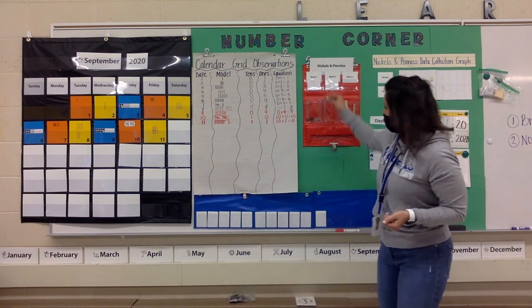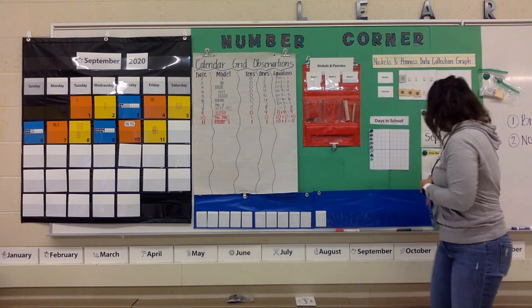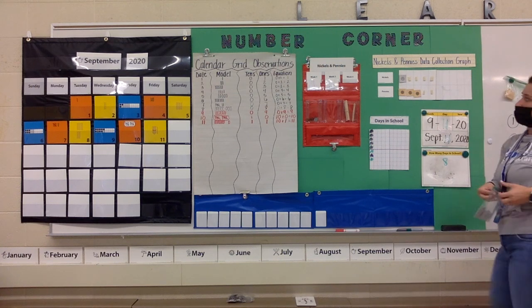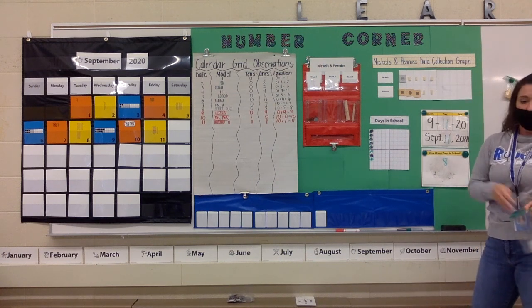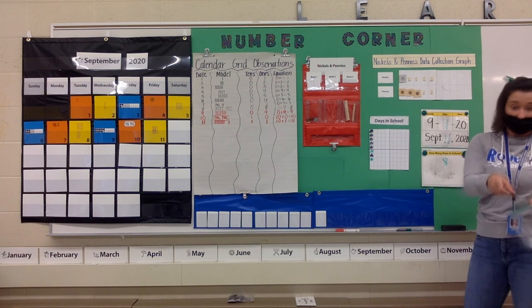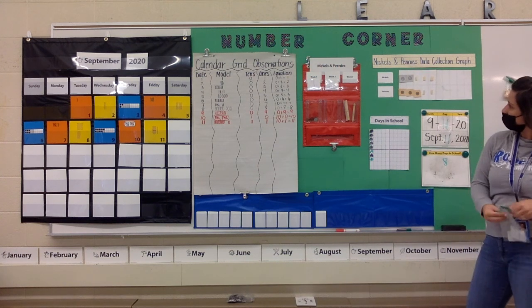So we're going to take our nickel and put it in here. And then we are going to take our nickel that's up here. And where am I going to put this nickel on our graph? The top or the bottom? Top. Yes. Top. We're going to add to it.